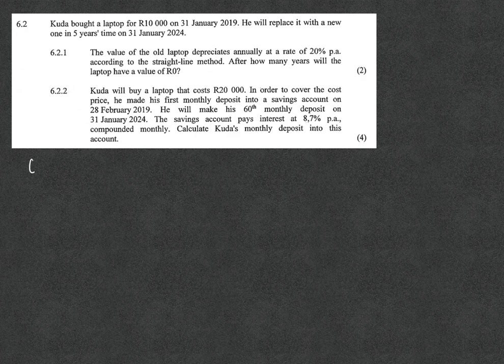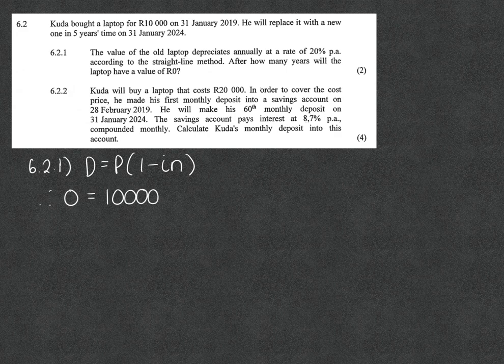Okay, so we are dealing with depreciation. Different formulas here. So straight line depreciation means that it is D equals P(1 minus in). So it's basically the simple interest version of depreciation. Notice the negative as well, please. Okay. So the value of it, we want to know after how many years will it get a value of 0. So therefore its depreciated value is 0. It is starting at a value of 10,000. 1 minus i. What is the percentage depreciation? It is 20% times n, which is what we're solving for.